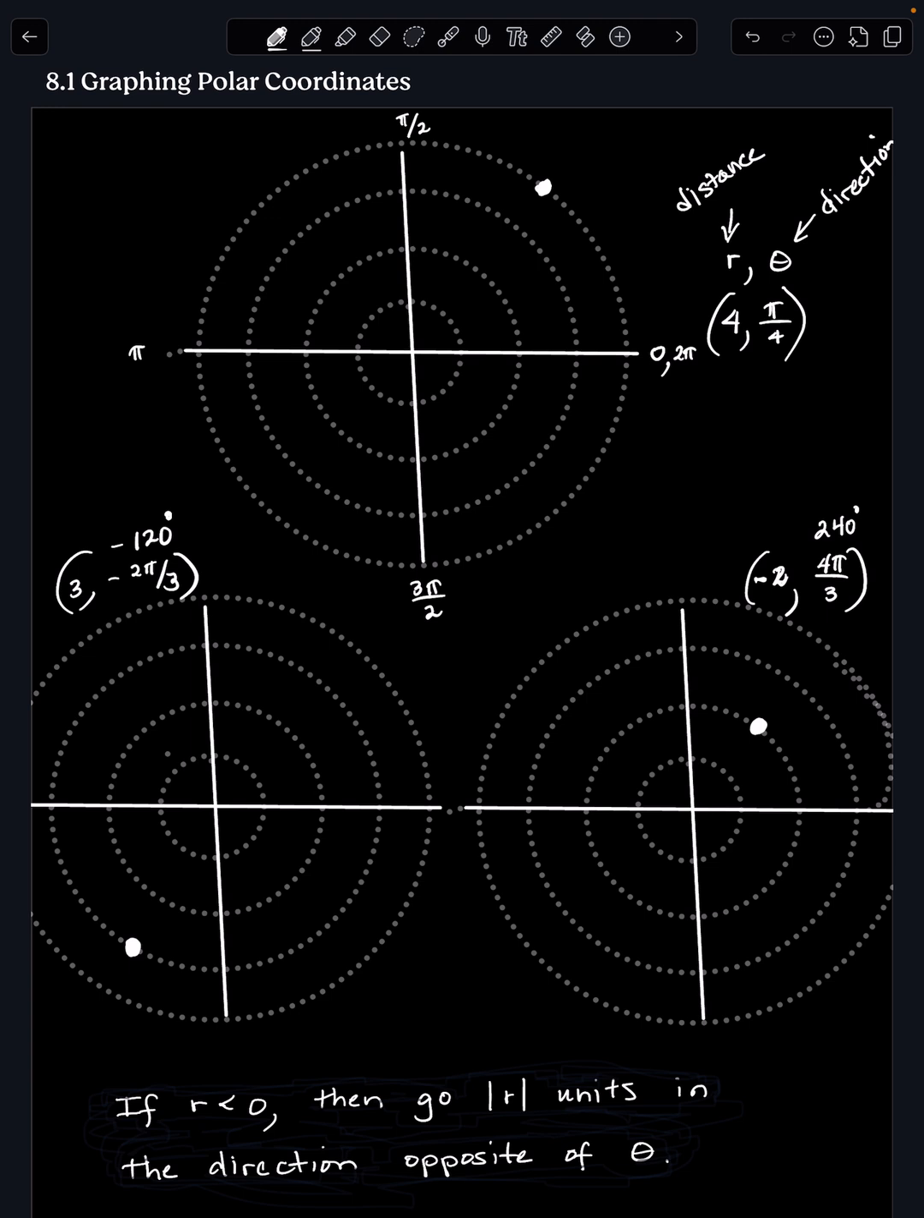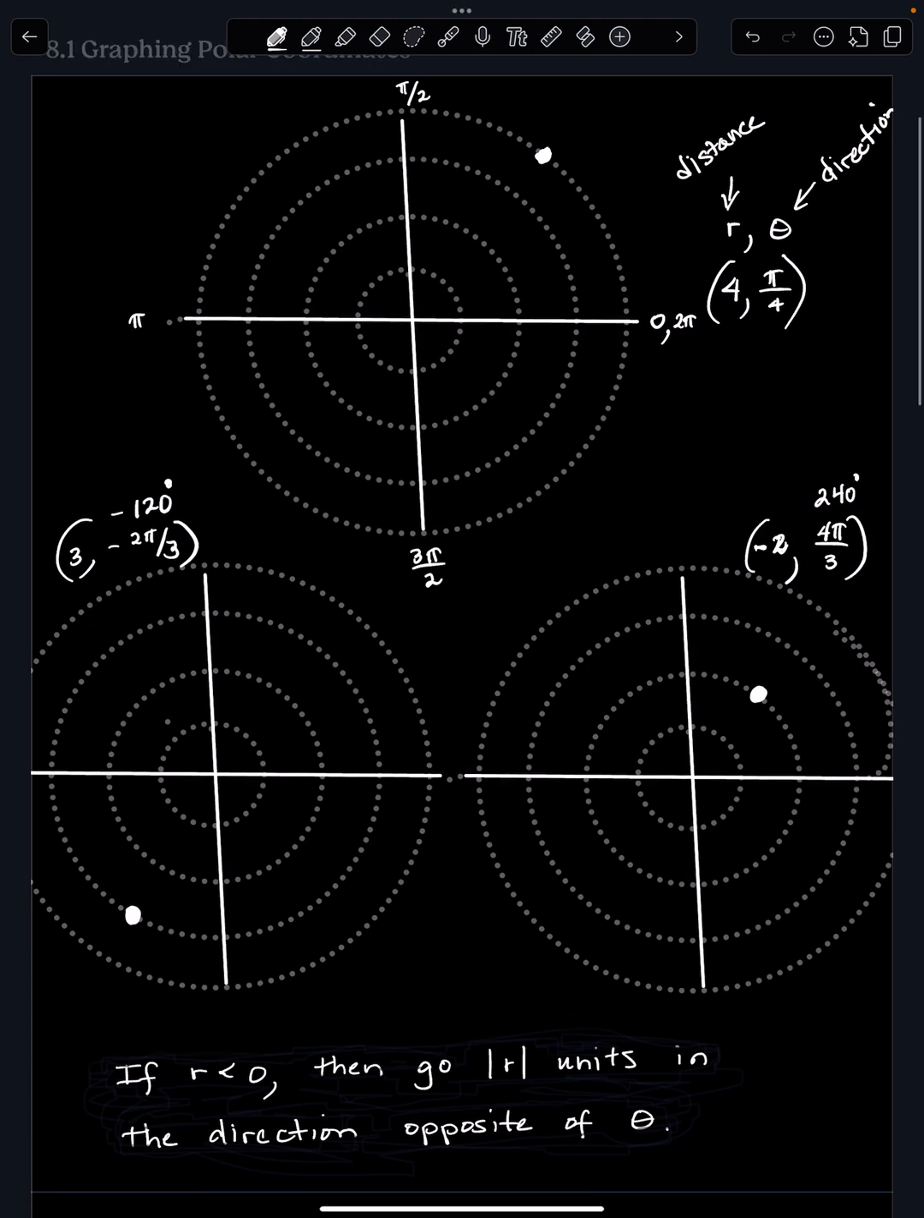So you need to make note of that. If your r value is negative, then you go the absolute value of r units in the direction opposite of theta. In other words, you're going straight across from theta if your r value is negative.